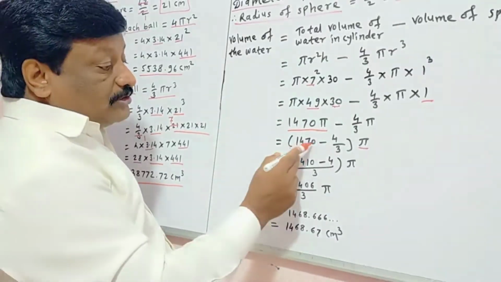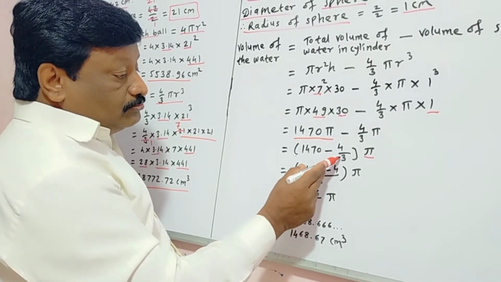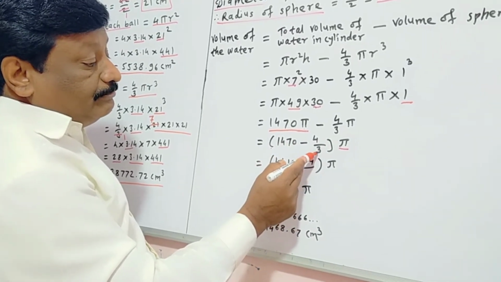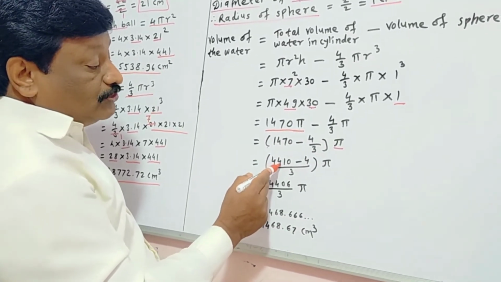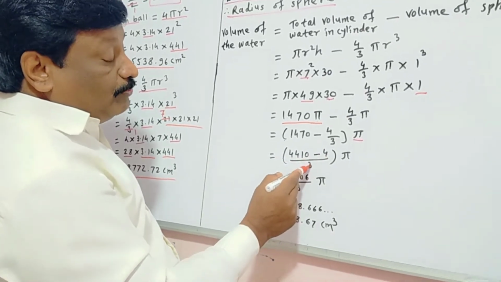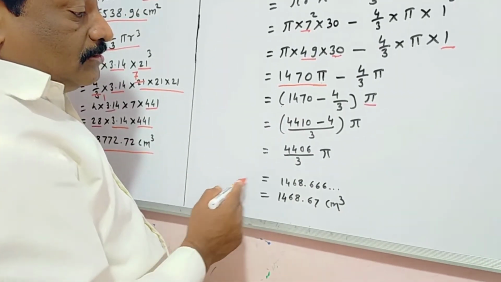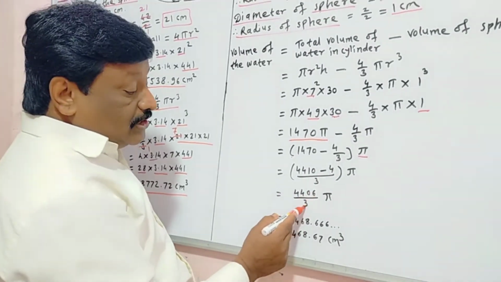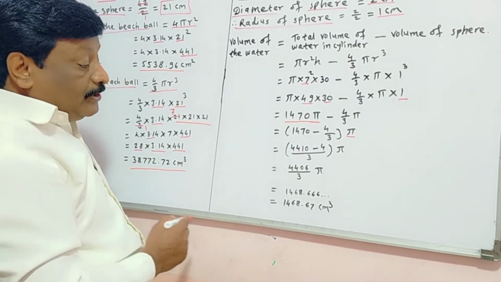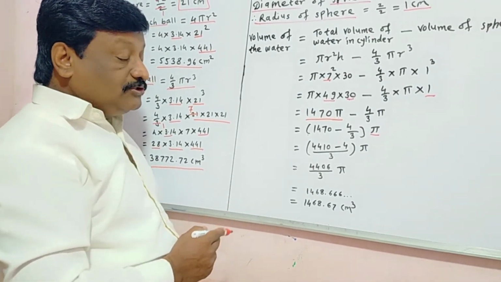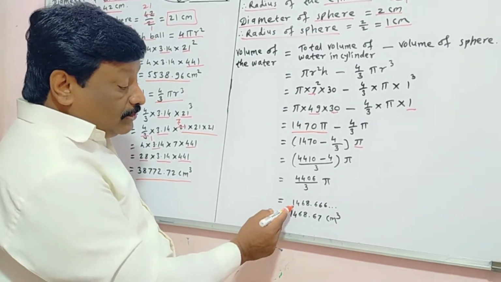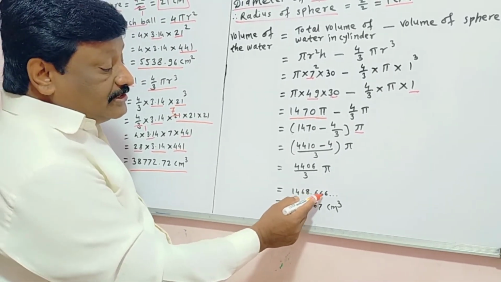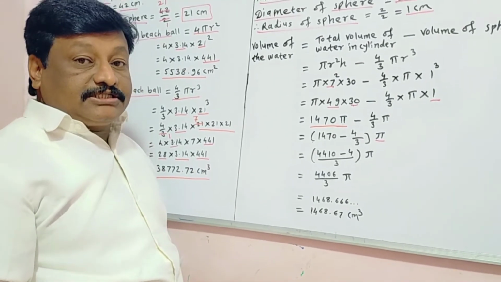Equal to, we have to subtract these two numbers. So multiplying 1470 by 3, we will get 4410 minus 4 upon 3 by taking LCM. Then 4410 minus 4 is 4406 upon 3 into pi. If you divide this number 4406 by 3, answer is coming 1468.666 dot dot dot. 6 is coming recurring.